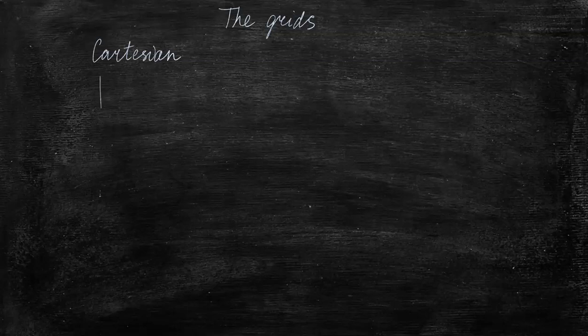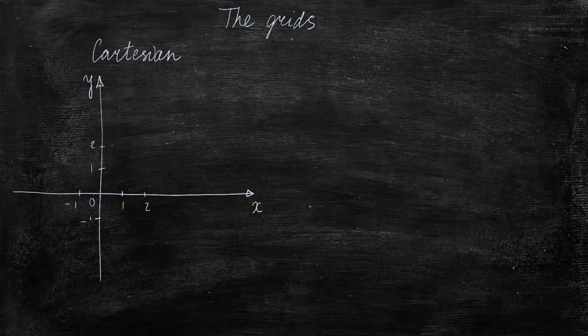So now let's get into some details and let's discuss the grids. So what is the grid? Well, in the Cartesian coordinate system, the grid is a collection of vertical and horizontal lines that we draw equally spaced according to the scale, maybe.